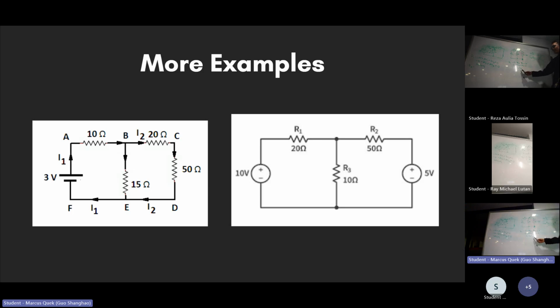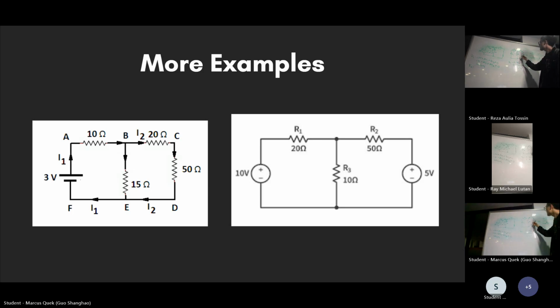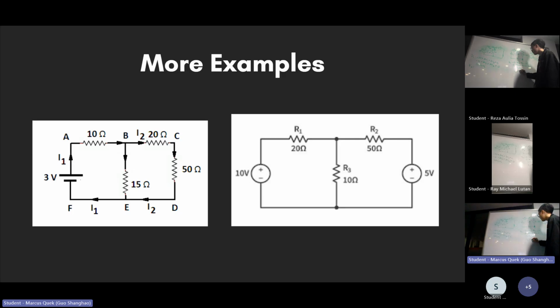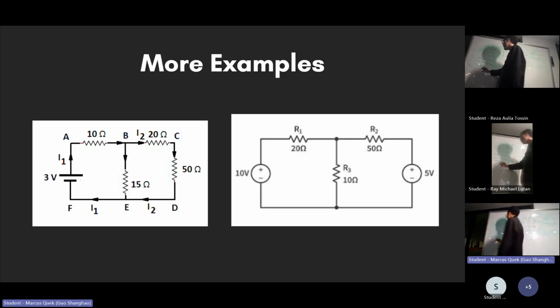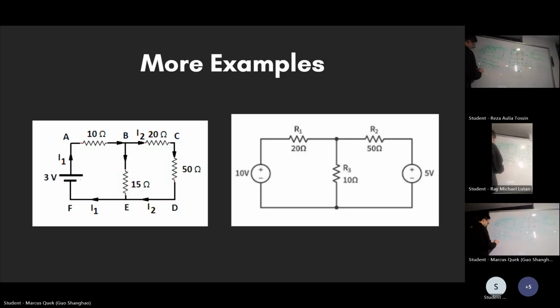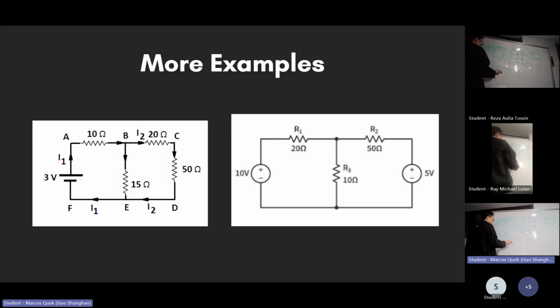How do you superpose them? Once you find the current when analyzing each circuit, you just add them up together. Let's say I1 I find to be 1 amp here, and here I1 I find to be 2 amps. So the actual I1 would be 2 plus 1, which is 3. That's how superposition works, basically.